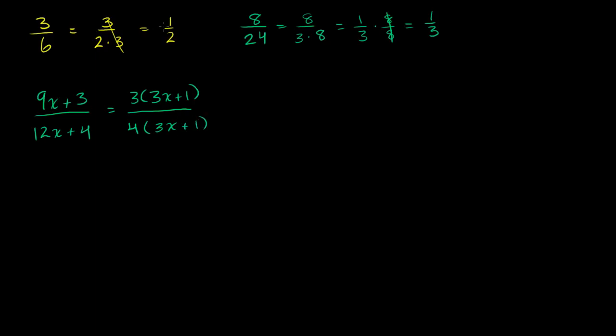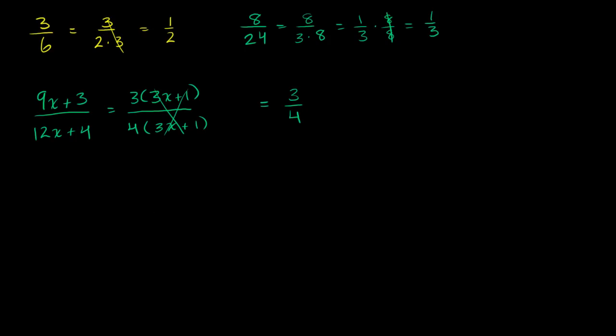So here, just like there, the numerator and the denominator have a common factor. In this case, it's 3x plus 1. It's a variable expression, not an actual number, but we can do the exact same thing. They cancel out. So if we were to write this rational expression in lowest terms, we could say that this is equal to 3 over 4.